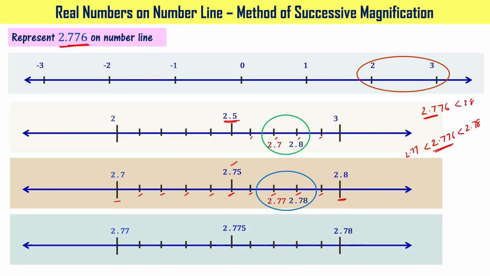I have starting point 2.77 and ending point 2.78, right? Now we have 2.771, 2.772, 2.773, 2.774, 2.775, 2.776, 2.777, 2.778, 2.779, and then 2.78 or 2.780 for that matter, right? Now look at this. 2.776 is here. We are able to represent 2.776 on the number line, right? This is what we are asked to do.